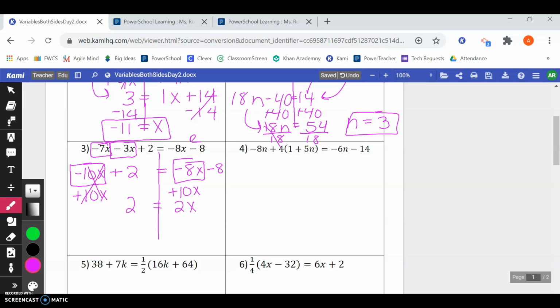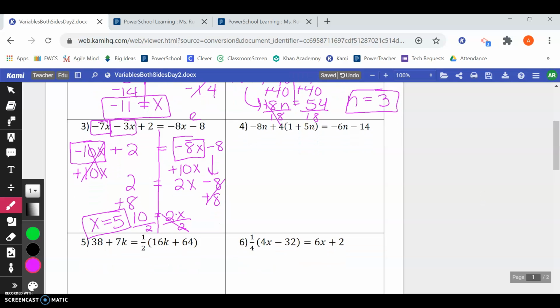So I got my x, and then I look at my numbers, and I'm going to keep the sign of the larger number. So 10's bigger, so I'm going to stay positive, and then I still got my minus 8. And now I'm just going to solve this like a normal two-step equation. So I'm going to add 8 to both sides. And then over here, I still have 2x equals 2 plus 8. That's 10. And then to undo this multiplication, I'm going to divide. And I get x equals 5. Alright, so now I'm going to look at number 4.